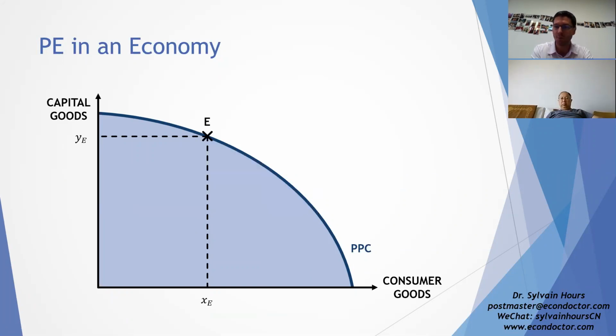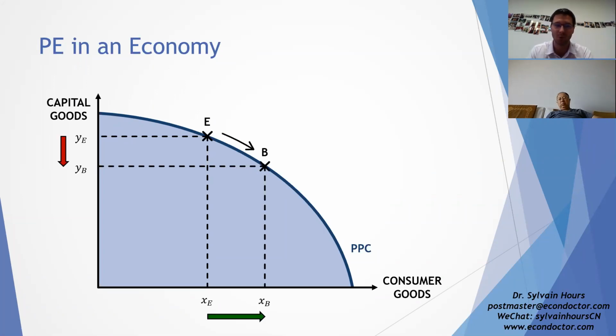And then you can take a point on the PPC. And this is a bit more interesting. Then you can ask your students, if we start from point E, is it possible to produce more consumer goods? And some of them may tell you, no, it's not possible. But actually it is. Of course, if we start from point E, we can produce more consumer goods, but we will have to reduce the production of capital goods. For example, by moving from point E to point B. We produce more consumer goods. It is possible, but the only way we can achieve that is by reducing the production of capital goods.